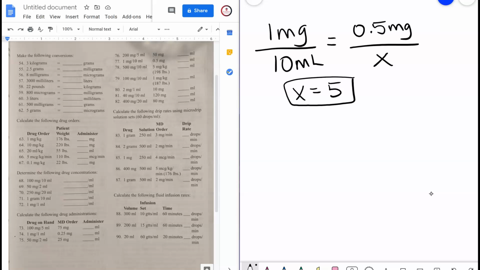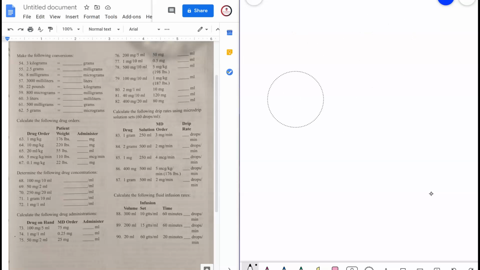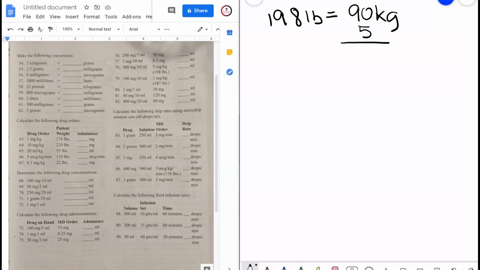All right, let's get some more space because this one's got extra math. First things first, you have a 198-pound patient. This should be familiar to you. This is a benchmark weight. A 198-pound patient is 90 kilograms. Okay, so you are going to give this patient 5 milligrams per kilogram. It's your dose, right? So 5 times 0 is 0, 5 times 9 is 45. So you are going to give this patient 450 milligrams.